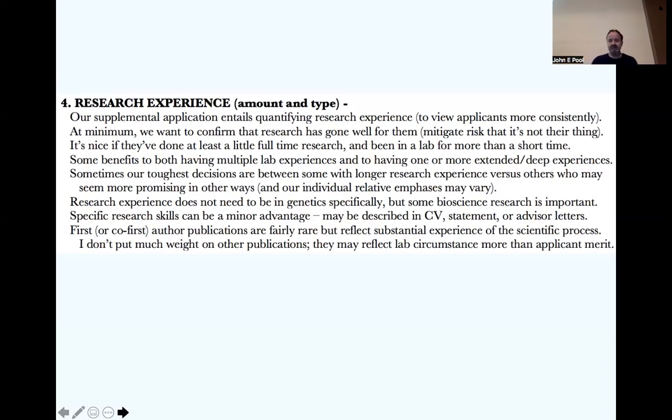And I've emphasized that, research that they've done doesn't have to be right in our field. Having some kind of life science research experience is important to us, but it doesn't have to be in genetics. We're a genetics program, but really, any somewhat related research experience is pretty predictive of how research would go for them in one of our labs as well, in my opinion. And so, that's kind of what we're looking for.